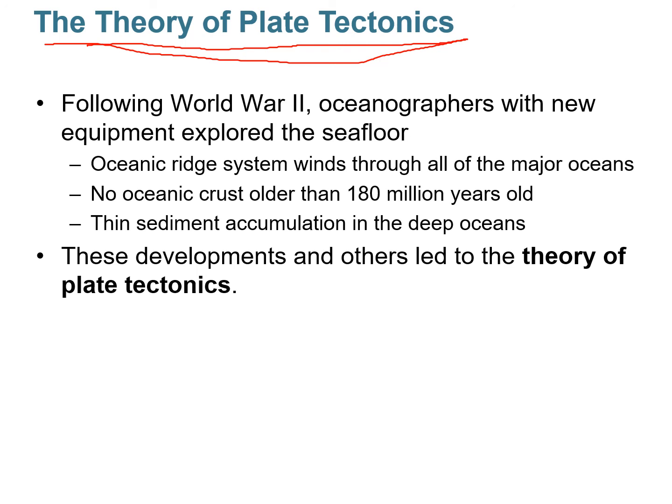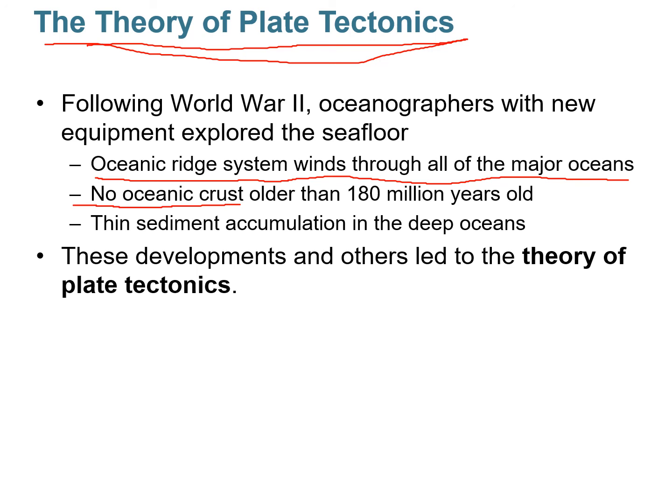But when they mapped the ocean floor, they were surprised to find that there's an entire mountain chain down there and a lot of volcanic activity. We call this the ocean ridge system, and it winds through all the major oceans. Another crazy discovery that occurred during that time was that we could start dating rocks through radioactivity. And they found that ocean crust they collected was not older than about 180 million years.